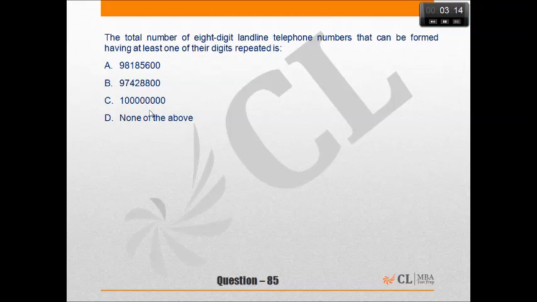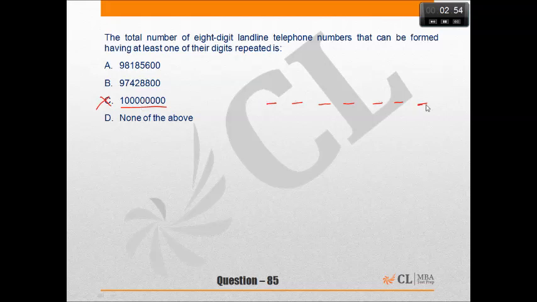That can be formed having at least one of their numbers repeated. Okay. One of their numbers repeated. It cannot be this one. It will have to be something minus something. This will be the maximum numbers. So no number repeated would mean the total number of 8-digit telephone numbers that can be formed.